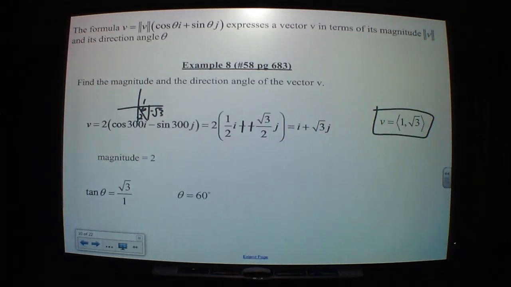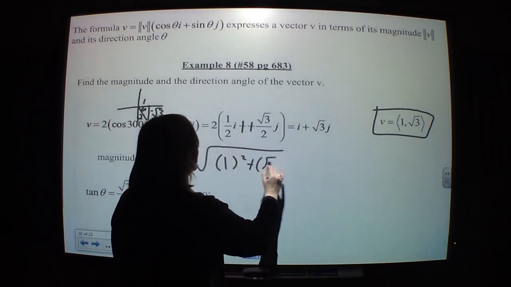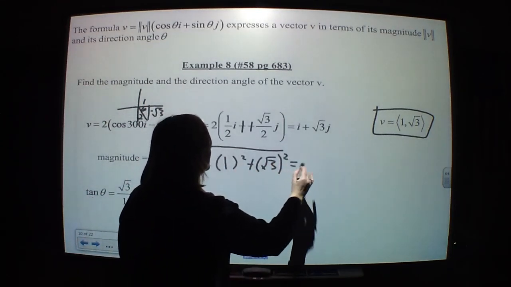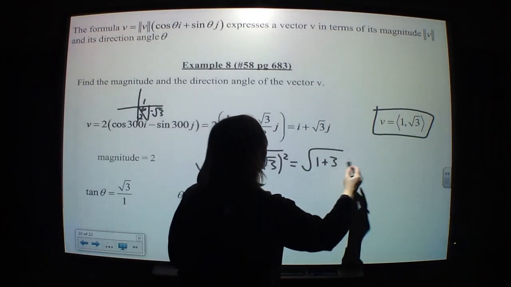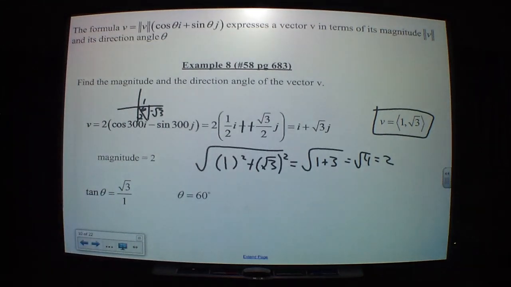Okay? The magnitude of that vector would be the square root of 1 squared plus radical 3 squared, which is the square root of 1 plus 3, which is the square root of 4, which is 2. So there's my magnitude, which is 2. And tangent of theta, you know, is radical 3 over 1. There's the tangent of that. Here's my vector.